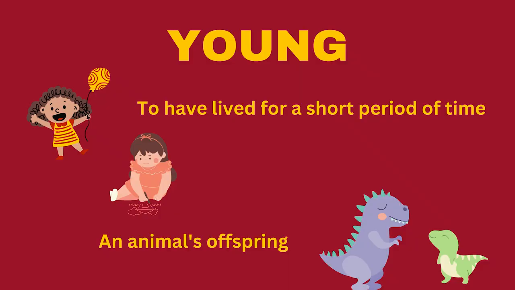One example being young. This is lexical ambiguity because it has two different meanings. One, to have lived for a short period of time. In a sentence, this would sound like two young children are playing at the park. Or it can also mean an animal's offspring. Found in a sentence, the dinosaur's offspring has sharp teeth.